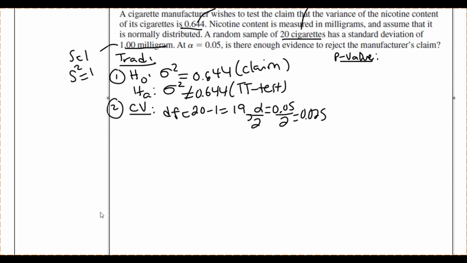So we're going to draw our chi-square distribution so that we can see what we're looking at here. So we got a generic chi-square distribution. We have 2 critical values that we need to find. One on the left, one on the right.